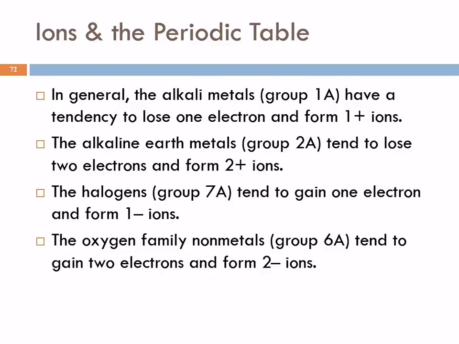So the group 1 metals tend to lose 1 electron, form +1. Group 2 loses 2, forms +2 ions. Halogens tend to gain 1 electron, and the oxygen family, which they're nameless, tends to form -2 ions. We'll learn a lot more about that later.